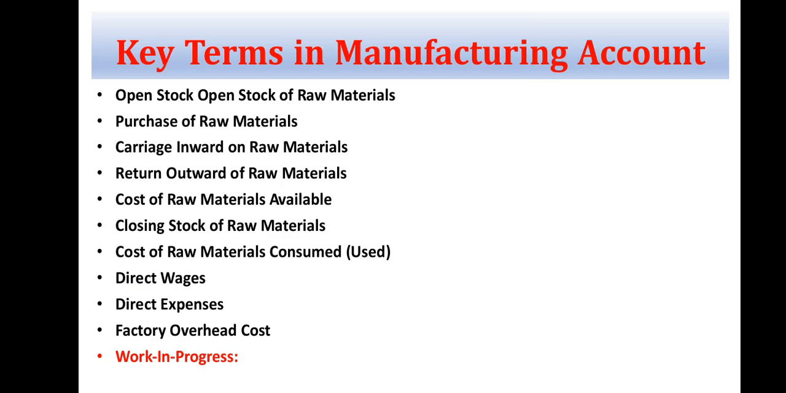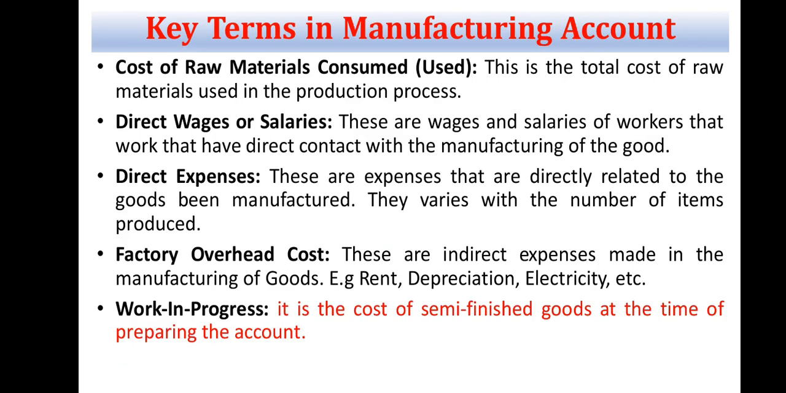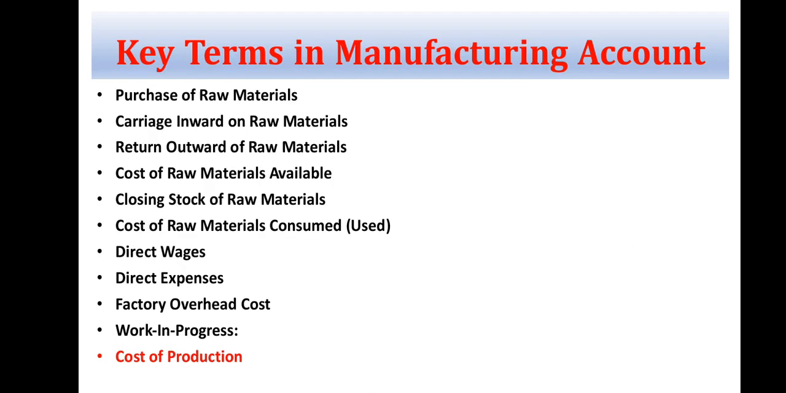Then the next thing is work in progress. I explained what work in progress is. That is partly finished, semi-finished goods. We had opening work in progress, then we subtract closing work in progress. By the time we had everything together, what we have is what we call cost of production. That is the cost of producing, the cost of manufacturing the goods.